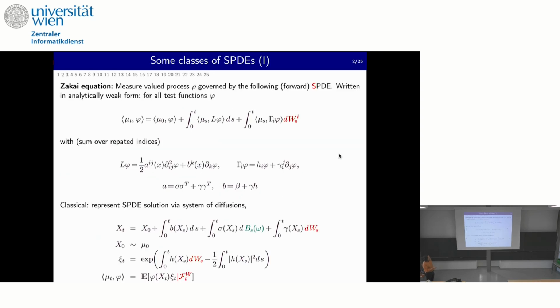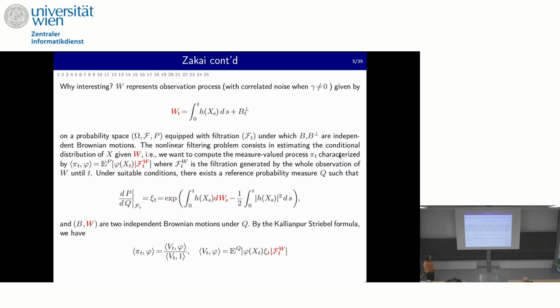So you can tell this as a standalone story without filtering. But if you put it in this natural filtering context, then this would really be the measure that you get after this change of measure, the Q measure here. Okay. So all I'm telling you is that this is an interesting SPDE, and there's a natural particle or diffusion SDE system attached to it.